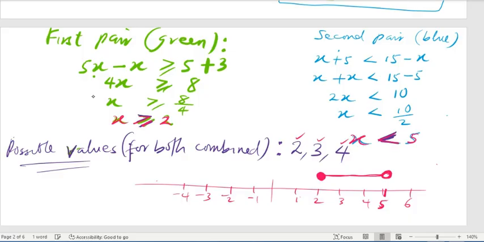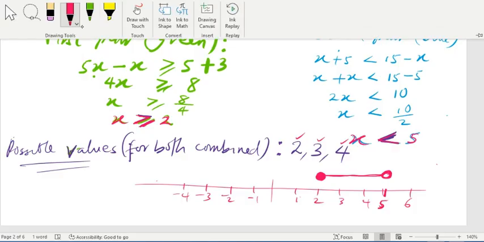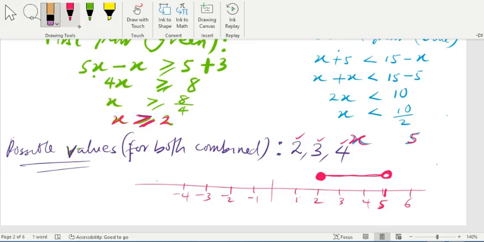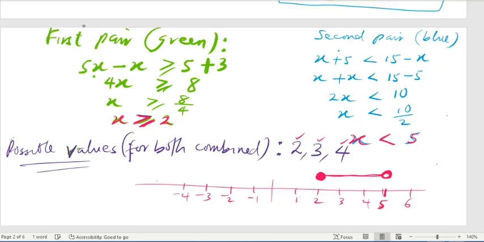Since 5 is only less than, it is open. Since 2 has greater than or equal to, the circle is closed. Always start from the smallest to the biggest and put that. That's how we represent it.